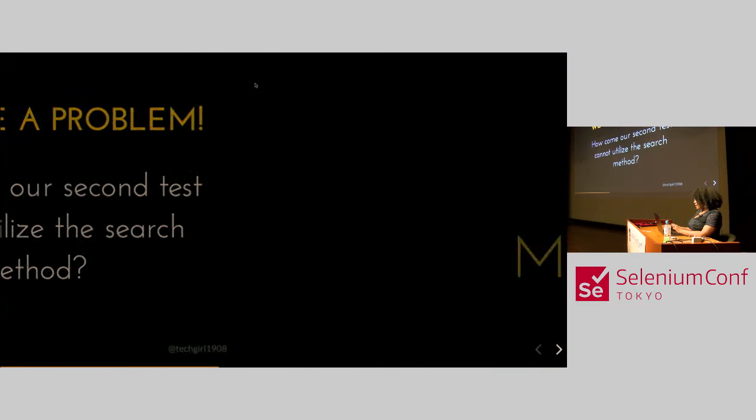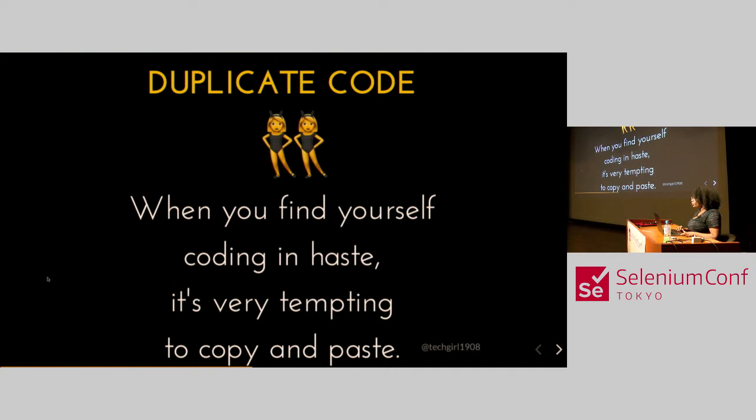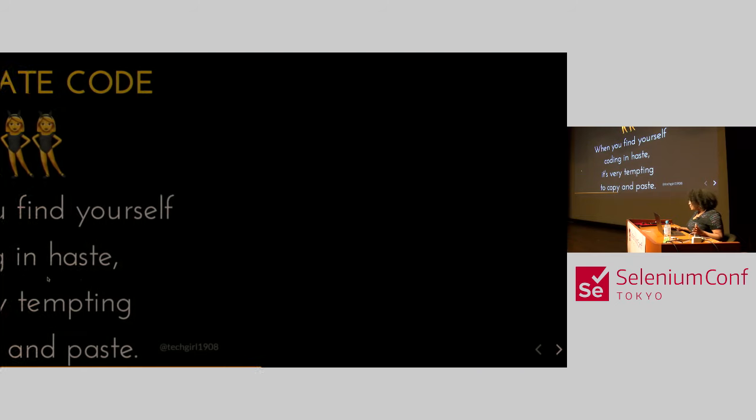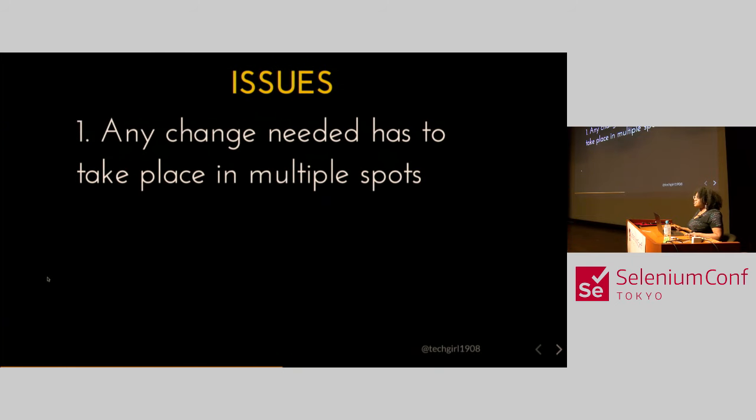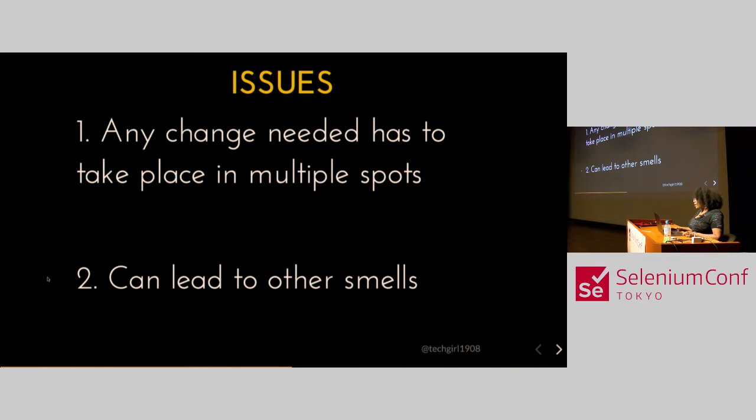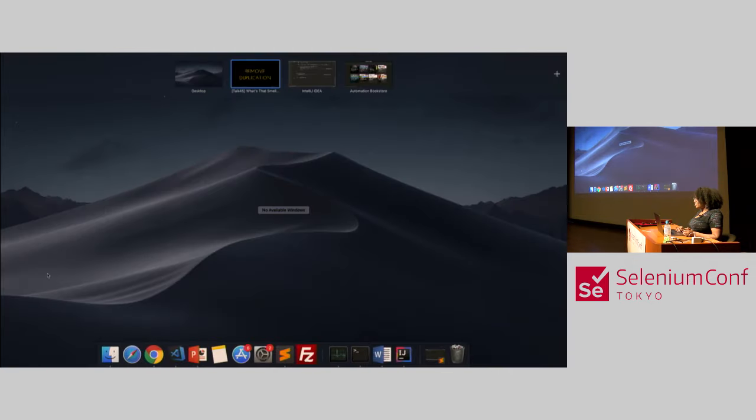Let's see what other smells are here. Duplicate code. When you find yourself coding in haste, it's very tempting to copy and paste. How many of you have found yourselves in such a situation? Well, Angie, why might this be problematic? Any change that's needed, you'll have to do this in multiple spots, right? It's very easy to miss a spot like this. Also, it can lead to other smells. So as you're copying and pasting all over the place, this can lead again to the long methods or the long classes. So we're going to remove the duplication in Jake's code base.